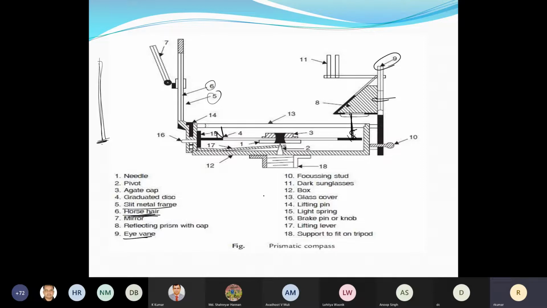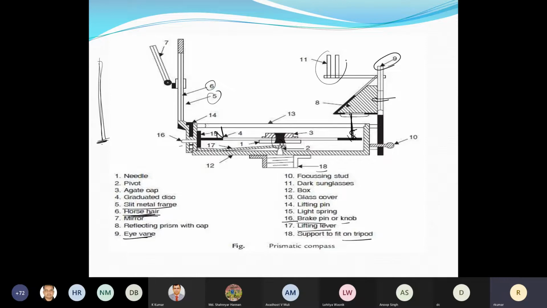What are the different parts? This is called the pivot. This magnetic needle is suspended through it, and this 18 is your support to fit on the tripod, lifting lever. This is called the brake pin or knob. When I take the reading, 16 number, I should press it. So our magnetic needle will be fixed, so I can take the readings.